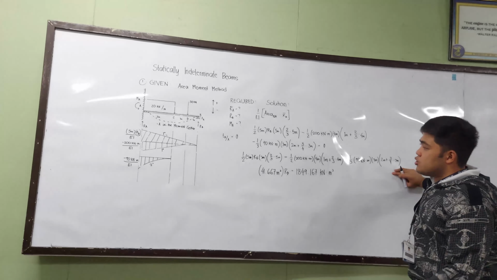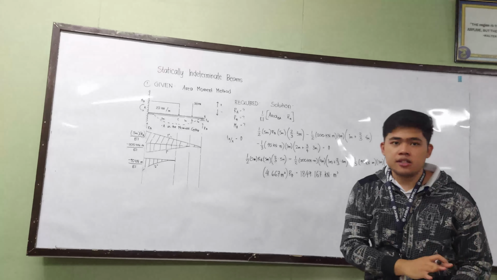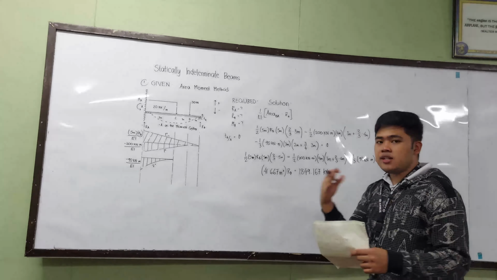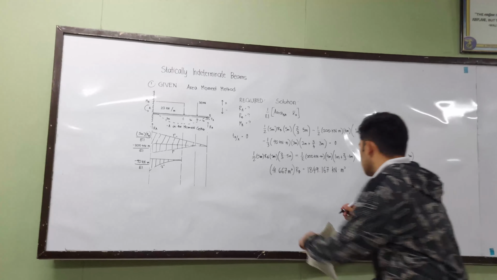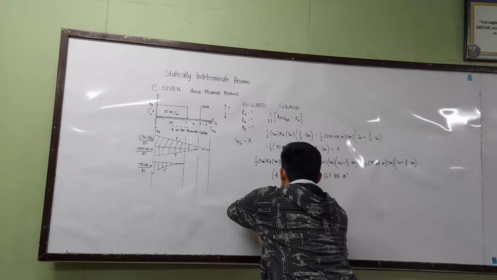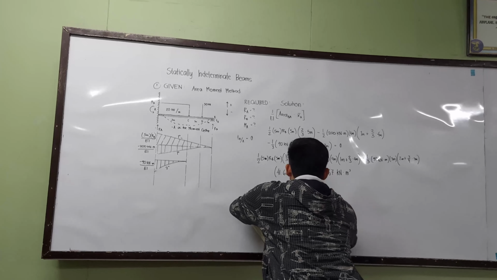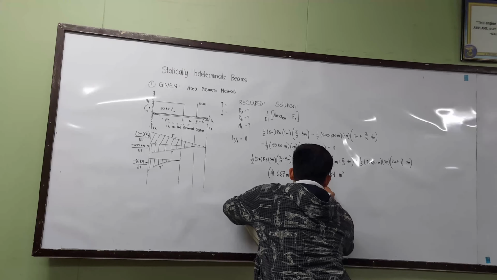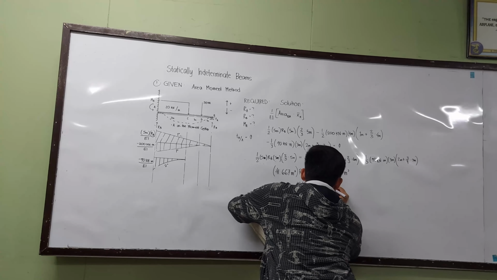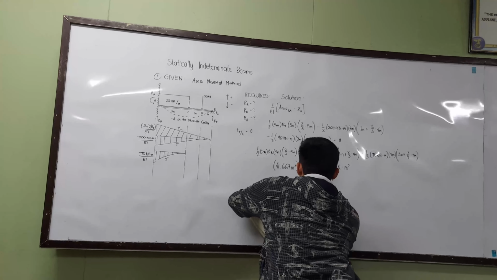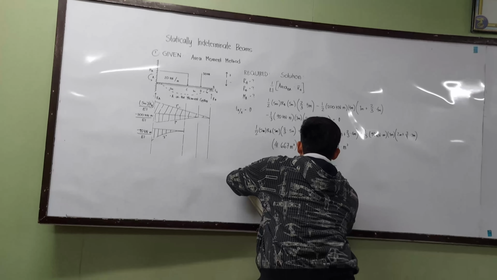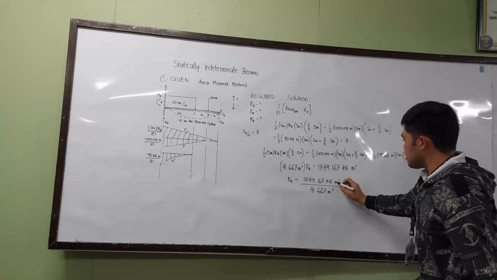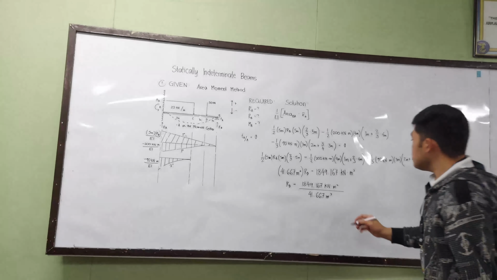Okay? So, for the final part, we need to transpose this value to the other side to finally isolate the reaction of B. So, transposing that, we get a value of 1,049.167 kilonewtons times meters cubed, all over 41.667 meters cubed. Okay, we just need to cancel this out since it's just the same.